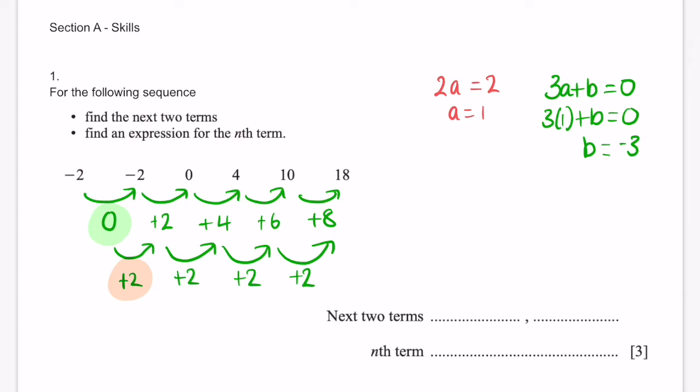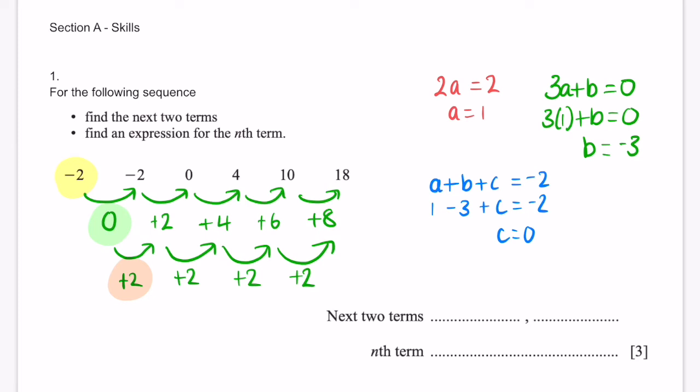And then the last one, we know that this term here, the minus 2, is equal to a plus b plus c. So a plus b plus c is equal to minus 2. We now know that a is 1. We know that b is equal to minus 3. And we're trying to find what the c value would be. So the c value there is actually 0. There is no c value.